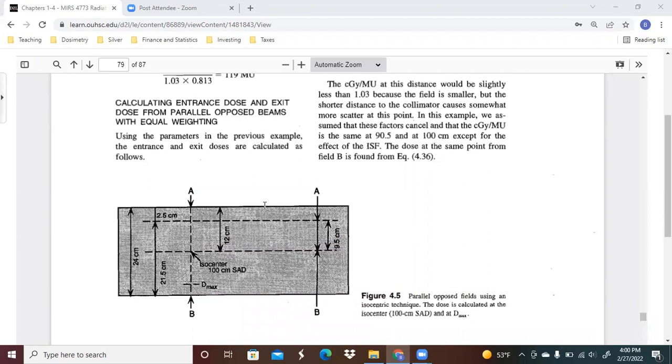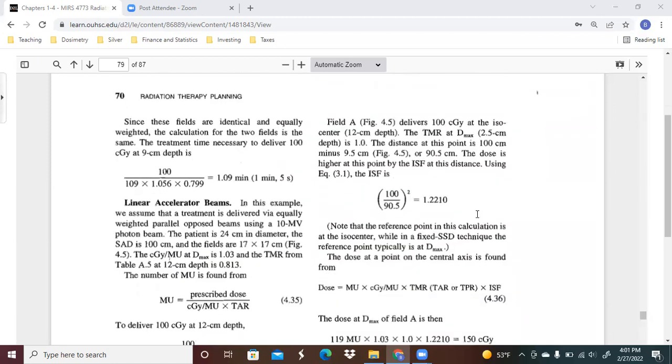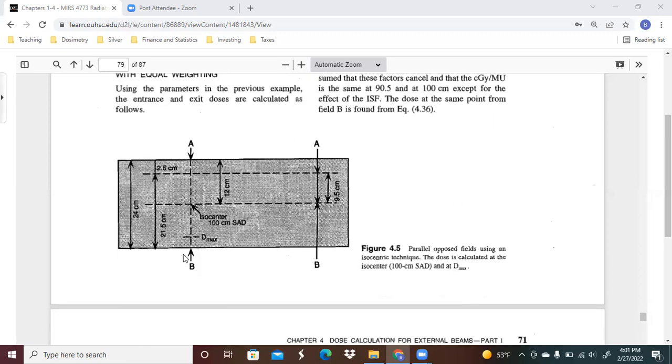I will work some of the problems here at the end because I think that would be good for you guys to go through. Calculating entrance dose and exit dose from parallel opposed beams with equal weighting. So let's say that we've got field A here and field B here. We're putting our isocenter right here. We've got a distance across here of 24 cm. So our distance from here to here is going to be 12, and the same here to here is 12. From there to here is 12.